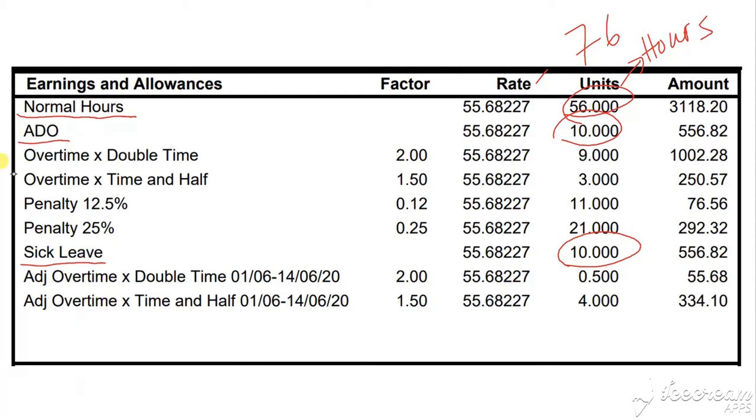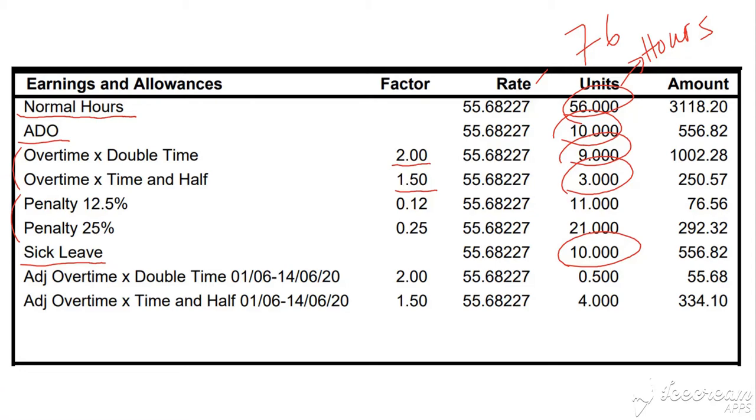Next, we have overtime. You may or may not know that the first 2 hours of overtime, you get 150% or 1.5 times your normal rate. And anything exceeding that, you get paid 200% or double or 2 times your normal rate. So this fortnight, I got 9 hours at double time and 3 hours at 1.5.